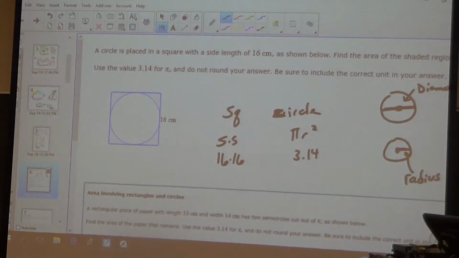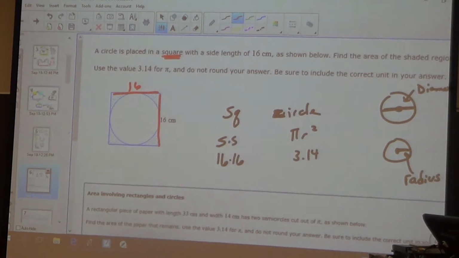So, for this problem, if this is 16, do we agree this is 16 because they told us it was a square? And if we bring that down, do we agree that this is 16? Which makes that the diameter. But for our problem, we don't need the diameter, we need the radius. So what would my radius be? My radius would be 8.